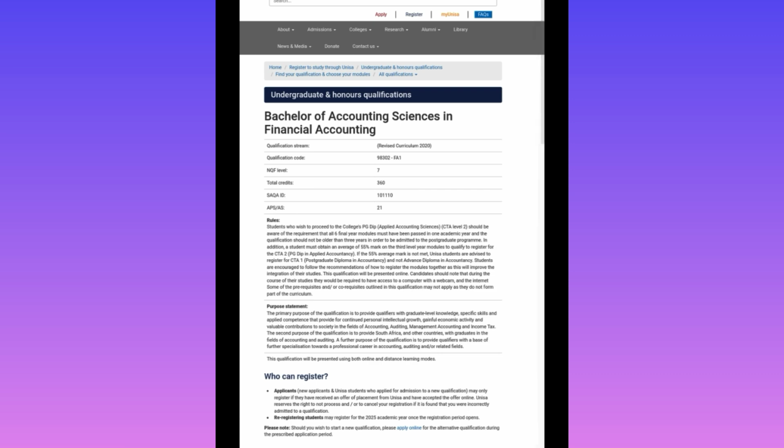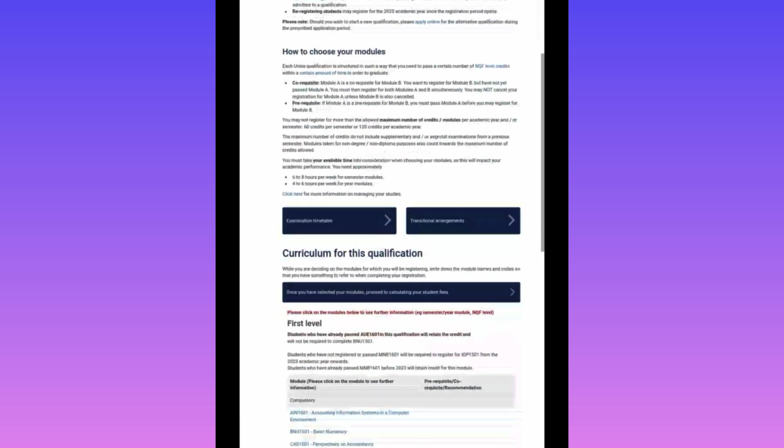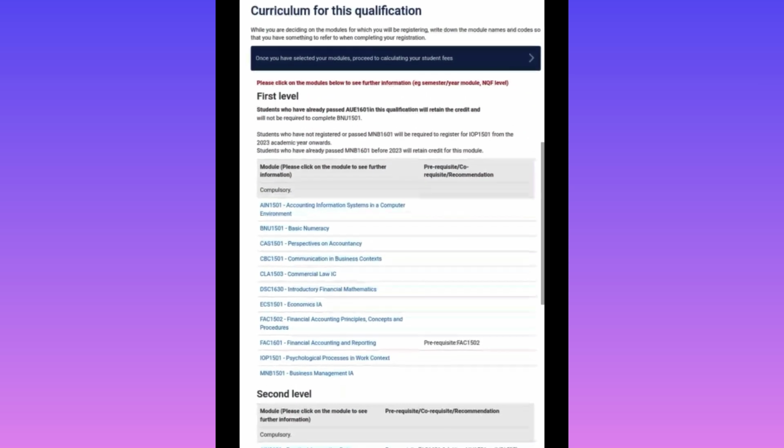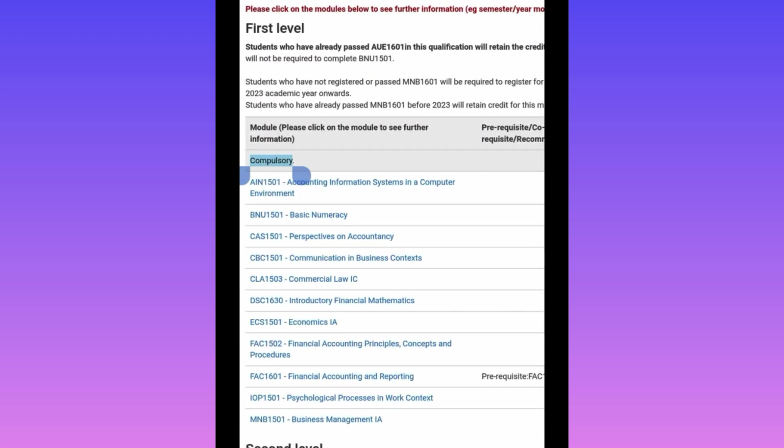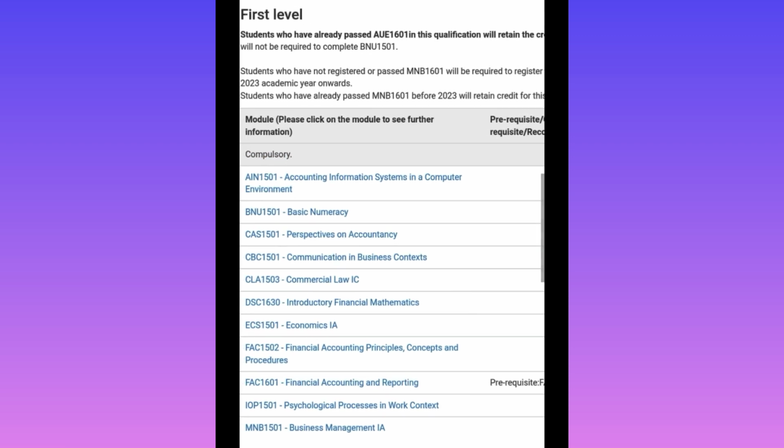Okay guys, so this is the Bachelor of Accounting Science in Financial Accounting curriculum. Let's quickly go on the first level modules. Here we go. As you can see, it's written compulsory here, meaning you are not going to leave out any module here. You are expected to do a total of 11 modules in your first year. So what I'm going to do is I'm just going to give a little bit of background in each and every module, and I believe that this is going to help you when you're choosing your modules, because at least you'll be having a little bit of clarity on each and every module.